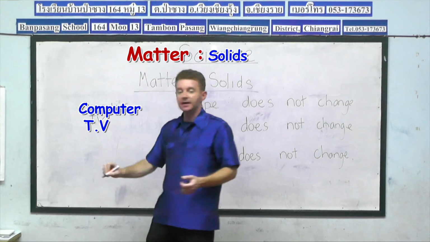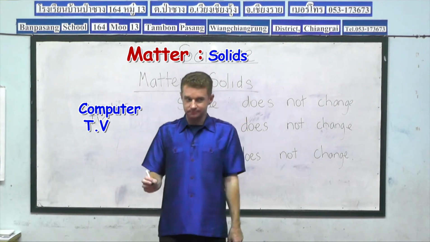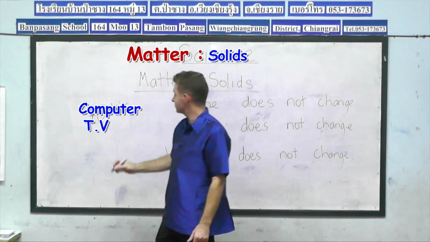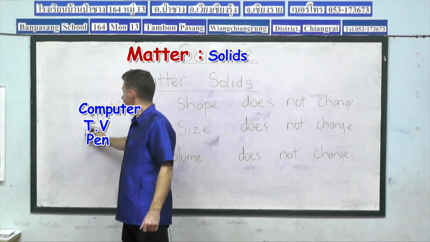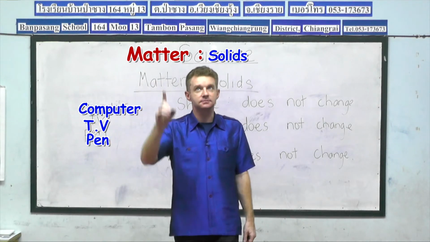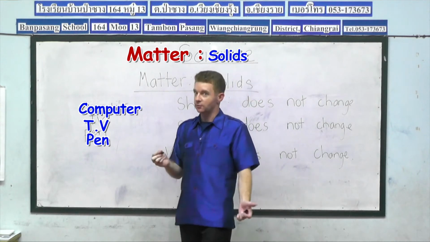TV. And how about Preo? What's your solid object, Preo? Pen. Good. Yes. The pen that I use now, solid. It's a solid object. Pen. How about Dawn? A fan. Yes. The fan we use in the room to keep us cool. Solid object.